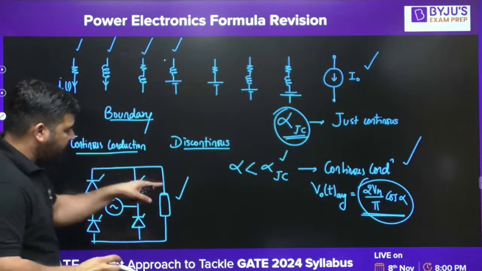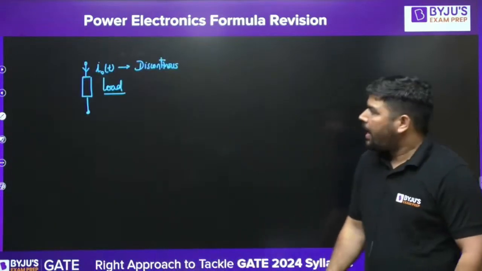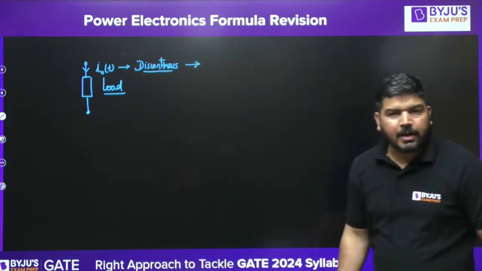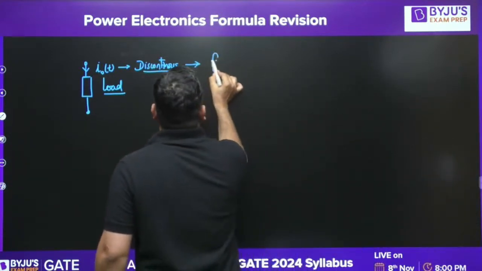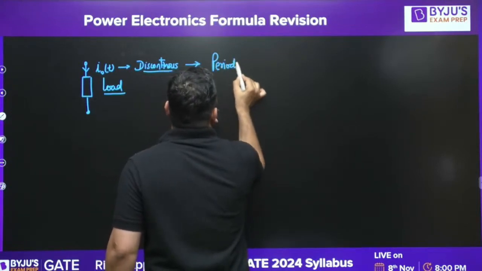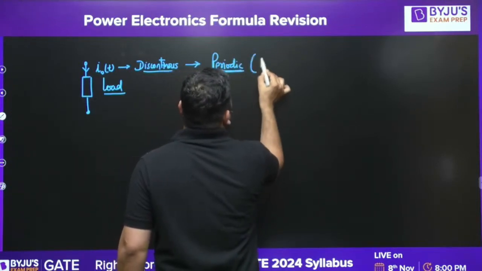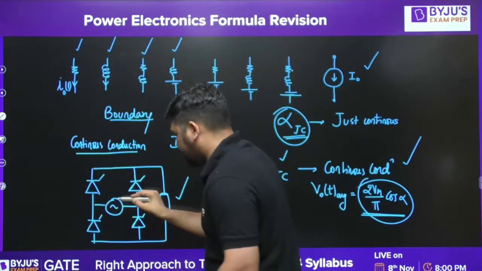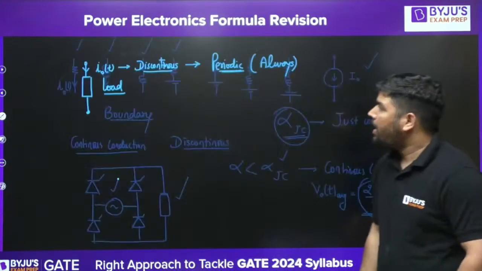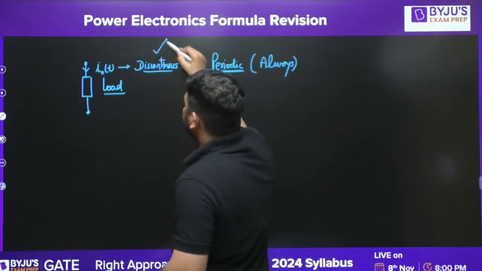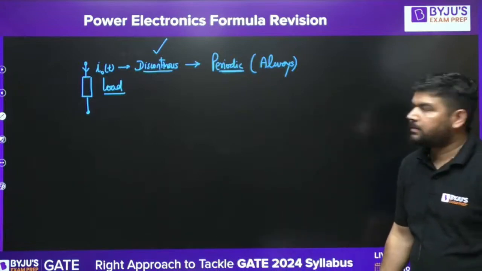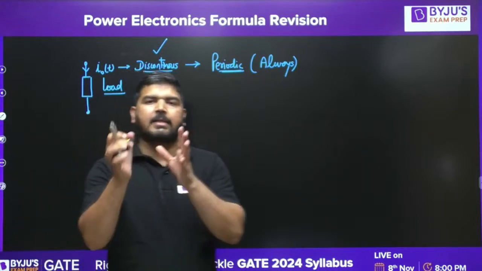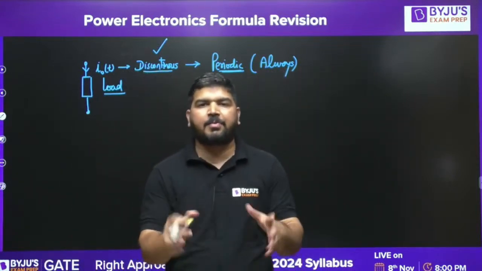In this phase control rectifier, if we connect some load and the load current is discontinuous, always remember that it must be periodic. It must be periodic always. The condition is that it should be a sinusoidal source. This is the first point. Just remember this: whenever the conduction is discontinuous, the current will be periodic.